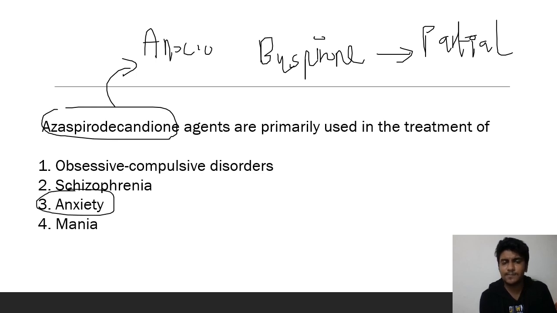OCD, obsessive compulsive disorders, no, they do not contain this nucleus. Mania, you usually have lithium carbonate in mania. Schizophrenia, you again have certain drugs that deal with dopamine reduction and so on and so forth. So the answer will be anxiety.